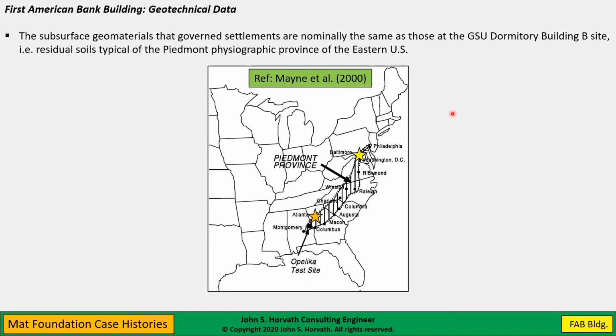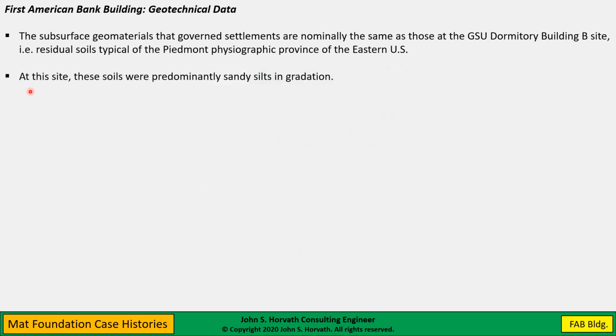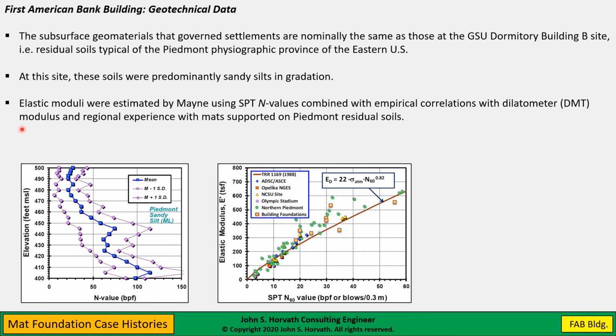Interestingly enough, the subsurface materials were very similar to the Georgia site. Here's Tyson's Corner, Virginia, up here at the northern end of the Piedmont province, and here's the Georgia State case history down here. So it's kind of interesting that we're looking at the two ends of this Piedmont province and residual soils. Now at the Tyson's Corner site, the FAB building site, these were more of a sandy silt gradation, a little bit finer. Now in this case, Main only had access to SPT N values.